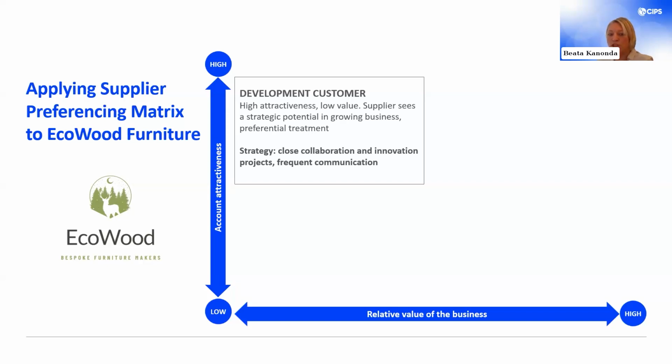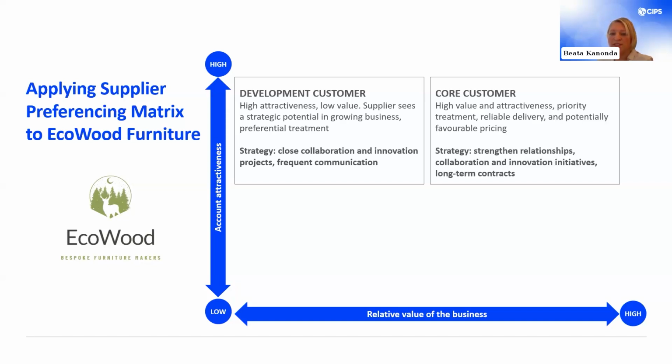Now let's look at which key suppliers would view EcoWood as a core customer. EcoWood Furniture's commitment to sustainability and its significant spending on sustainably sourced wood makes it a highly attractive customer for the supplier of sustainably sourced wood. Not only does EcoWood's purchasing align with the supplier's core value, environmental responsibility, but it also contributes substantial revenue, making it a strategic and profitable relationship.